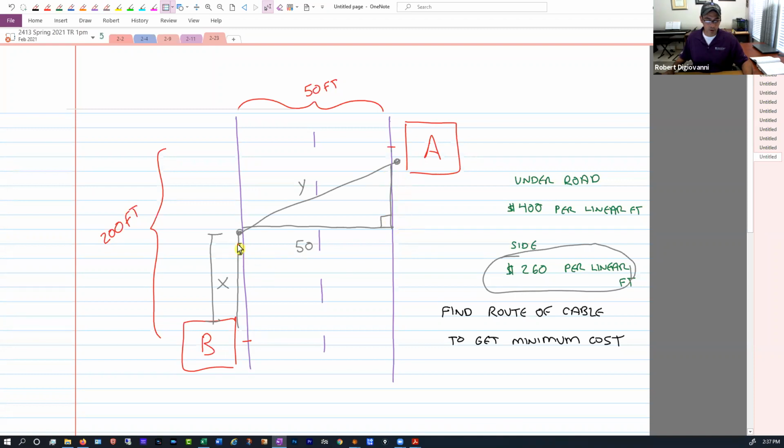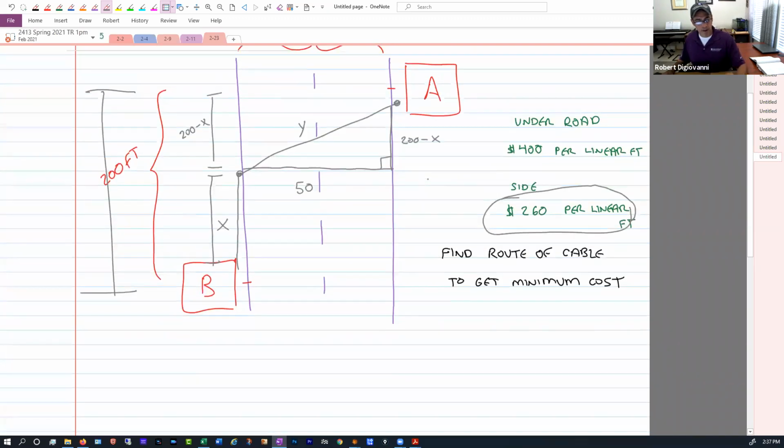X. Well, X is from here to here. Yeah. So if from here to here is 200, then from here to here would be 200 take away X. So that's this side of the triangle. And by the Pythagorean theorem, I know that 50 squared plus (200 minus X) squared, that's A squared plus B squared, must equal C squared.